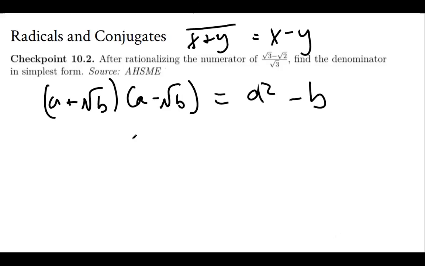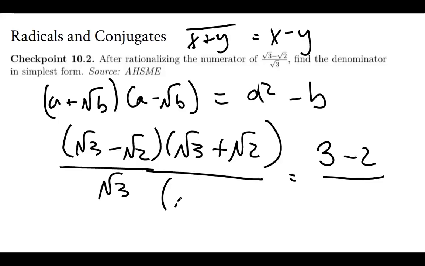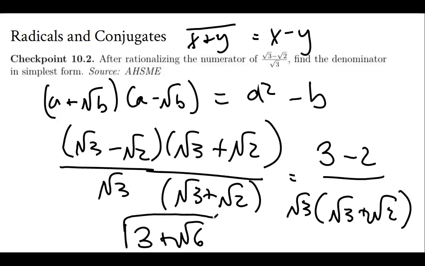Okay, so did anyone get an answer? This one wants you to rationalize the numerator, so let's do that. Root 3 minus root 2 over root 3, we multiply by the conjugate, root 3 plus root 2, and that's equal to 3 minus 2, and on the bottom we have root 3 times root 3 plus root 2. And that should give the denominator of 3 plus root 6. So if you got that, that was the correct answer.